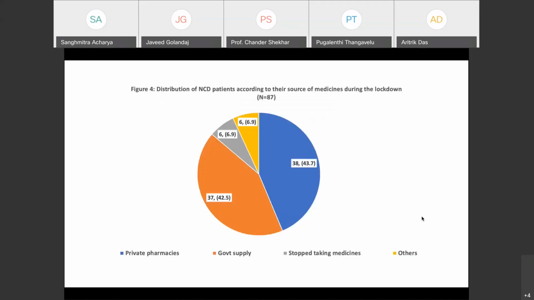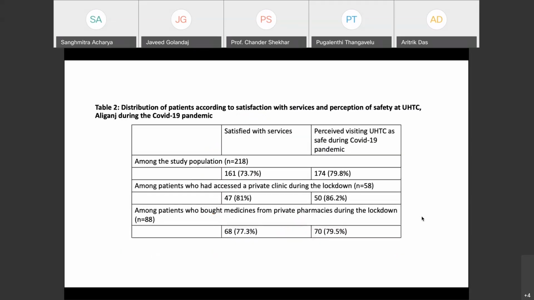Figure 4 shows us the distribution of non-communicable disease patients according to the source of medicines during the lockdown. Out of the 87 patients with non-communicable diseases in our study population, 43.7% procured medicines from private pharmacies and 42.5% from the government supply, while 6.9% stopped taking the prescribed medications.